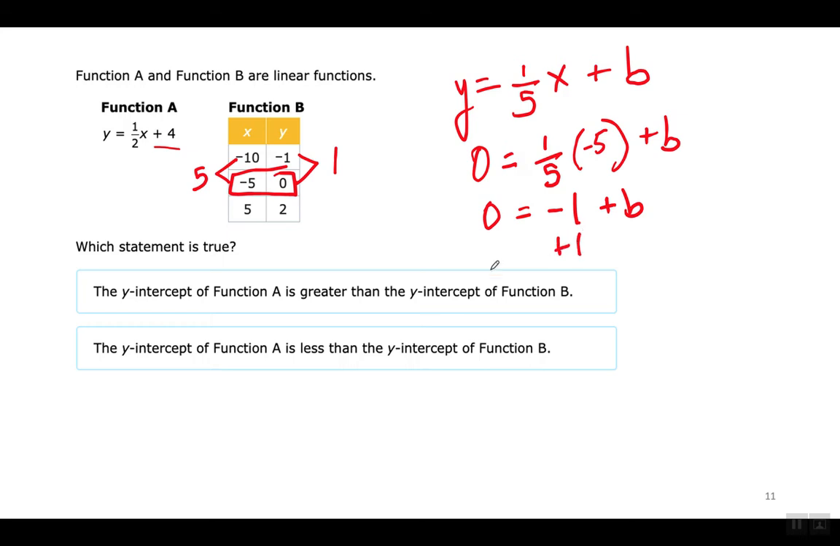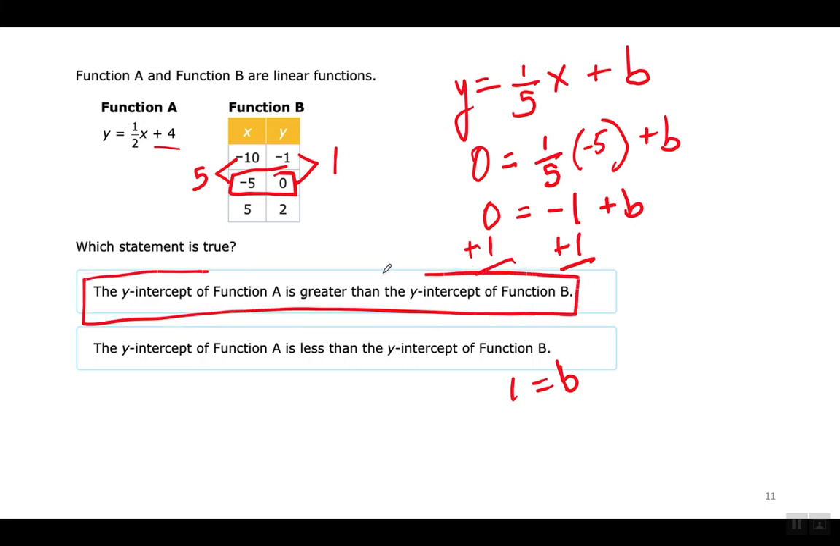Now move negative 1 to the left by adding it to both sides, and you're going to get b equals 1. So the y-intercept of function b is 1. So the correct answer is that the y-intercept of function a is greater than the y-intercept of function b.